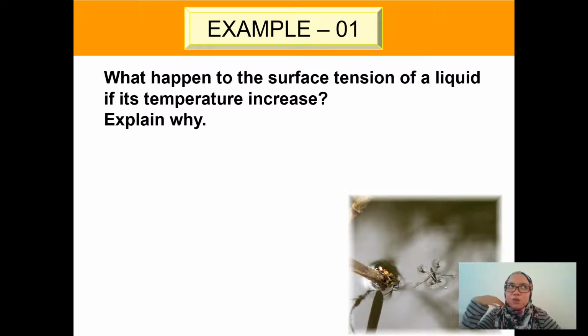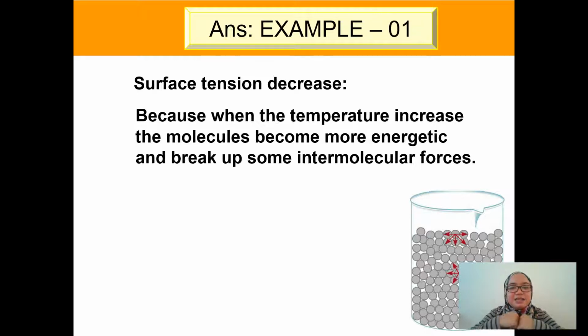So we usually relate the temperature with the kinetic energy, right? So when the temperature increases, the kinetic energy increases, which means the water molecules will move faster. So bila the water molecules move faster, what happened to the intermolecular attractive forces between the water molecules? Become weaker. So the surface tension decreases, right?